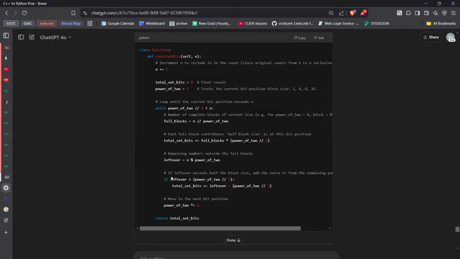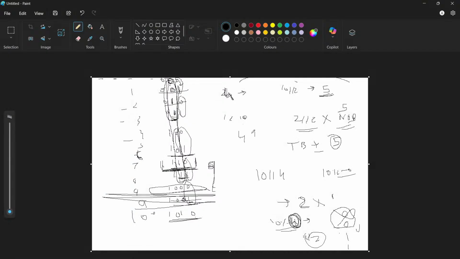So if leftover is greater than power of 2 divided by 2, total set will be leftover minus power of 2 divided by 2, and then I can multiply by 2 until where we are going, while power of 2 divided by 2 is less than n. What is power of 2 now? Right now 4 divided by 2 is 2, which is less than 10. After this, I'll square this 4. It will be 16. 16 divided by 2 is 8. It is less than n.